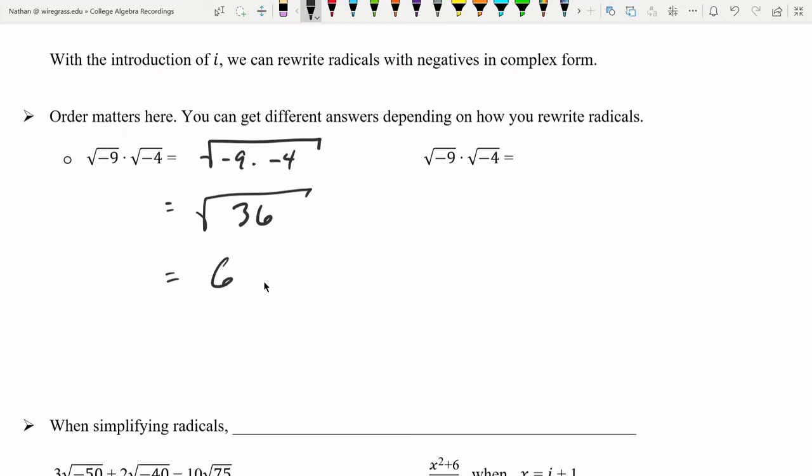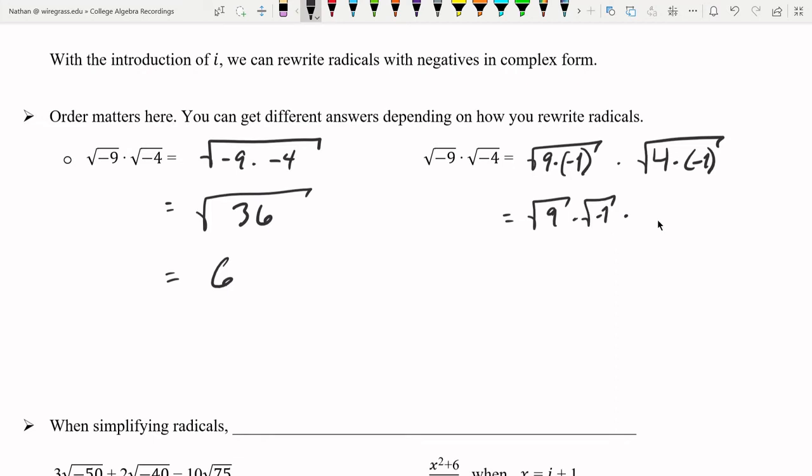Okay, now I'm going to solve this a different way. I'm going to first rewrite the radical as a complex number. This is the same thing as saying the square root of 9 times negative 1. The same thing is true for negative 4. It's going to be 4 times negative 1. I can break up the radical over multiplication. So we have the square root of 9 times the square root of negative 1 times the square root of 4 times the square root of negative 1.